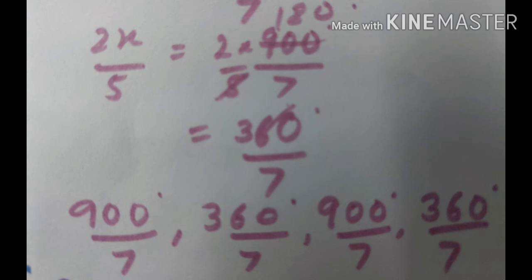So you see now in the parallelogram opposite angles are also equal. So here we found one angle and the angle adjacent to it, and their opposite angles are also equal. So two angles we found, so we can write all four angles as 900 upon 7, 360 upon 7, and the other two are also the same as opposite to it. So this way we have found all the four angles of the parallelogram.